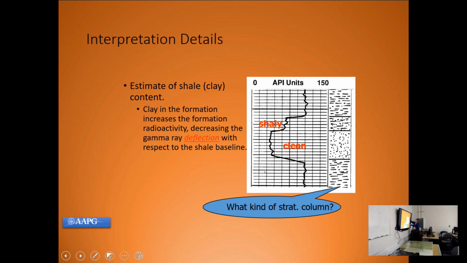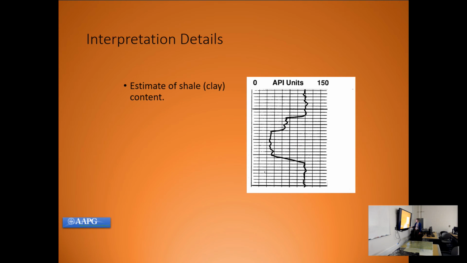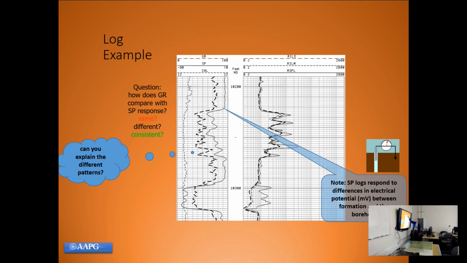So again, this would be called your shale baseline. The first thing that you look at when you see a gamma ray log is, where is that shale baseline? On the previous one, if I can go back, here would be your shale baseline. Obviously, you need to have a lot of log to really find the shale baseline. So that's your shale baseline.